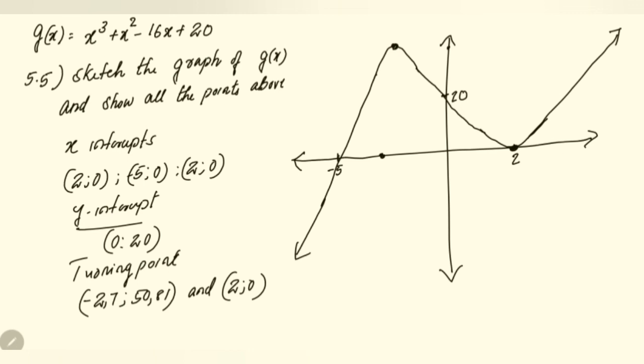And already I put the x-intercepts and y-intercept. Now what I am going to do is mention the turning points also on the diagram. So this is going to be (-2, 7), then (50/81), okay. And then this one is indicated already, 20. All right, so we are done drawing this graph.